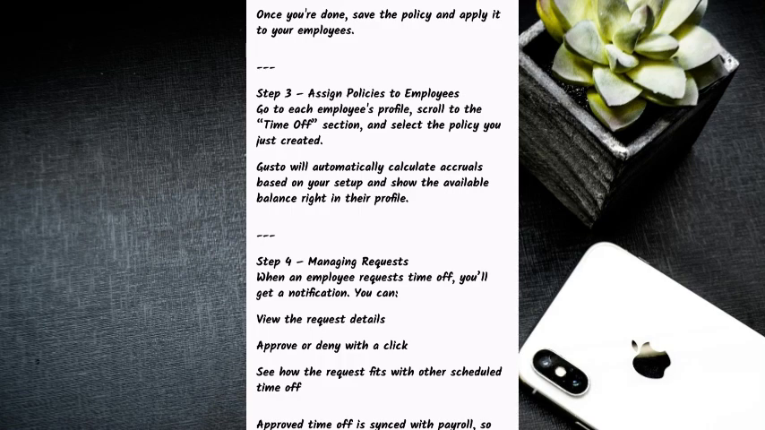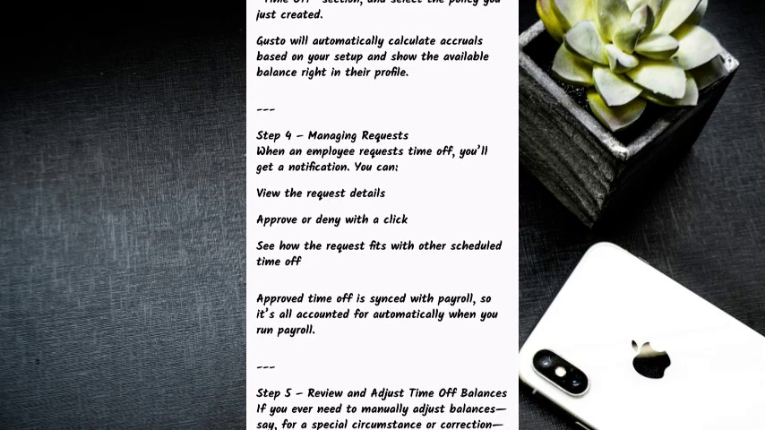Step 4 is to manage requests. Now, when your employee requests time off, you'll get a notification, and you can view the request details. You can also approve or deny with a simple click. You can also see how the request fits with other scheduled time offs. Now, approved time off is synced with payroll, so it's all accounted for automatically when you run payroll.